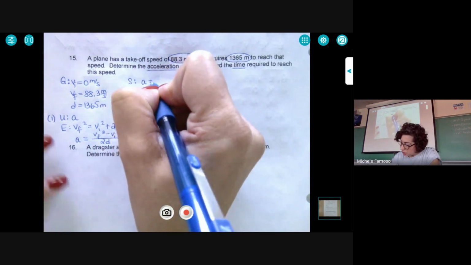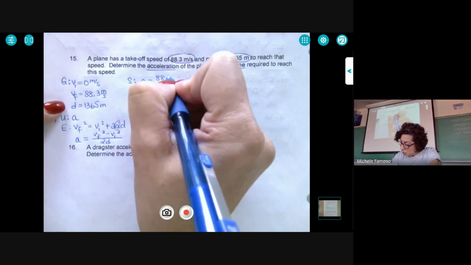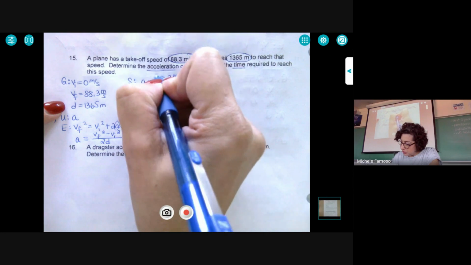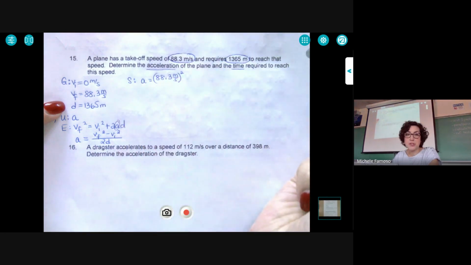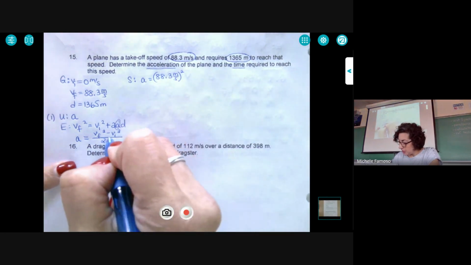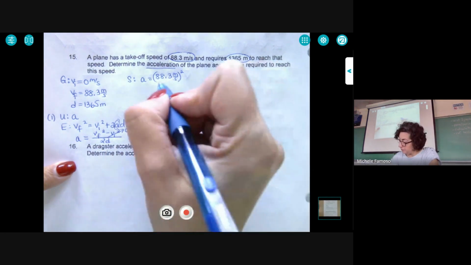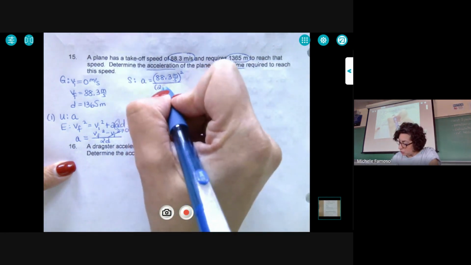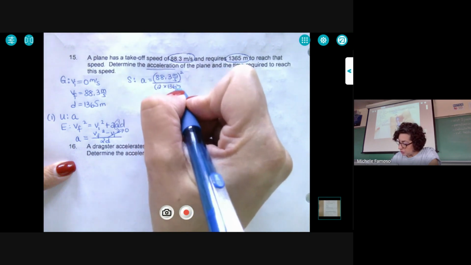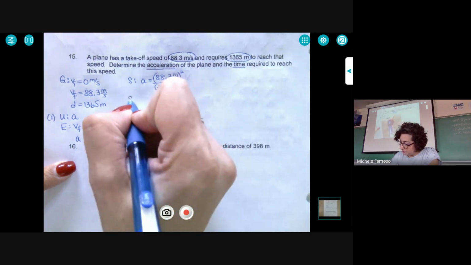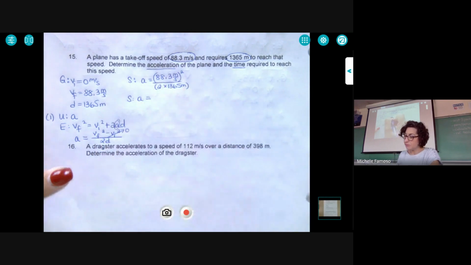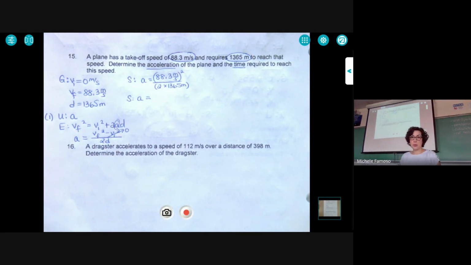So the acceleration will be 88.3 meters per second, which we're going to square. I'm actually going to simplify this. I know the VI value is 0, so I'm going to ignore it. And then I'm going to divide by 2 times 1,365 meters. And Kaylee, let me know when you have that answer, please, with proper units, sig figs, and direction.